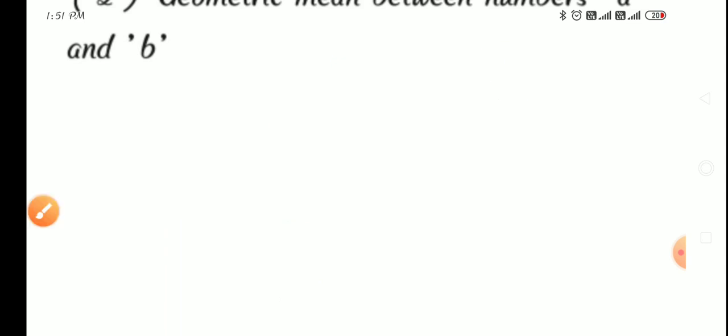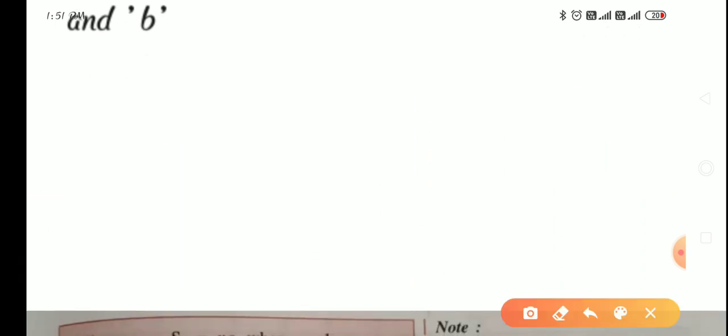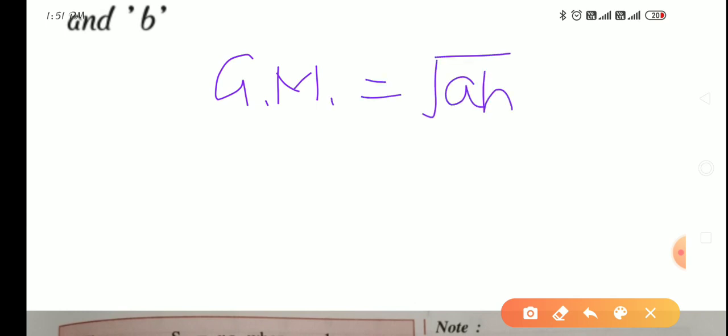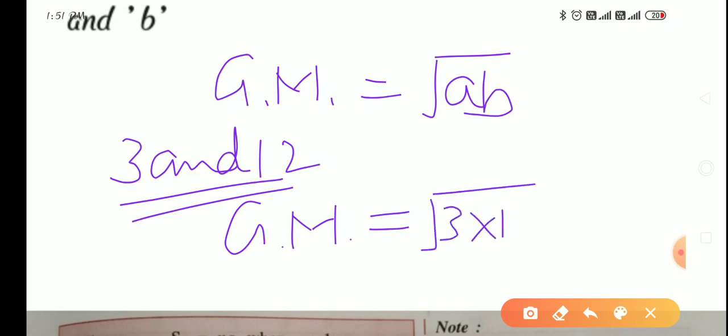Second thing, the geometric mean between two numbers A and B. I told you already A and B will be two positive numbers. Then the geometric mean GM will be the square root of AB. Suppose you have the numbers 3 and 12 and you have to find the geometric mean between 3 and 12. So the geometric mean equals the square root of 3 multiplied by 12. So it will be the square root of 36. 12 threes are 36 and the square root of 36 is 6. So like this you can find the geometric mean.